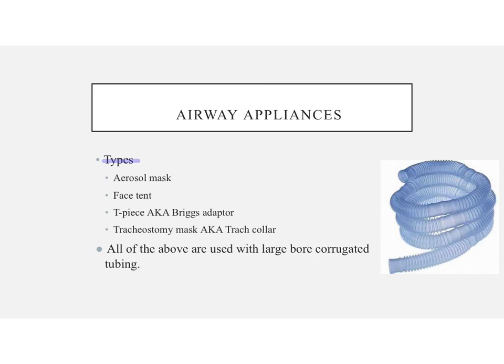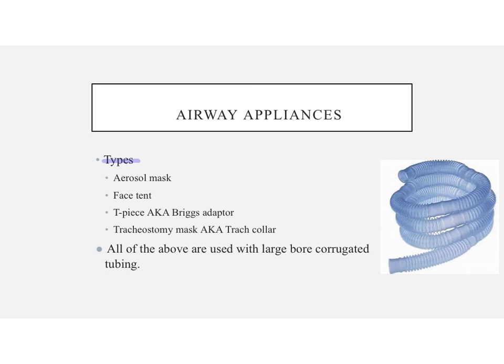The T-piece, it's also known as the Briggs adapter. This is used for patients who are weaning from the ventilator with a tracheostomy, and then for cool mist or humidification for tracheostomies. And then we have a tracheostomy mask, which is also known as a trach collar or a trach mask. And this is for use for bland aerosol therapy for trachs.